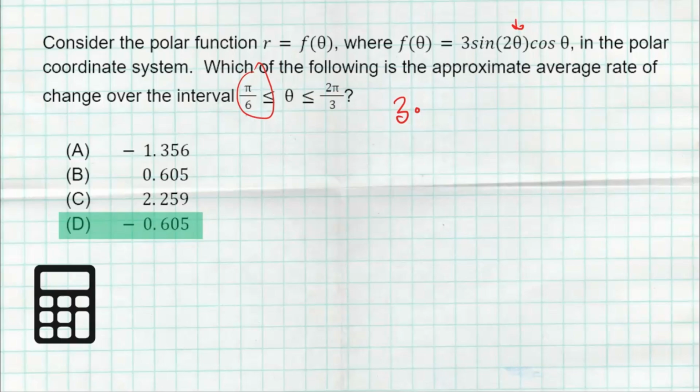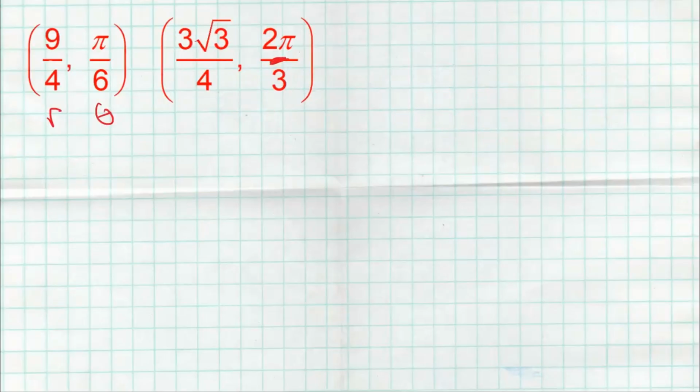And use your unit circle if you need to. Sine of pi over 3 is radical 3 over 2. Then we have cosine of pi over 6. And cosine of pi over 6 is also radical 3 over 2. So when we multiply all this together, on top we get 3 times 3, radical 3 times radical 3 is 3, divided by 2 times 2 is 4, and that's of course how I got that 9/4 when I plugged in pi over 6.